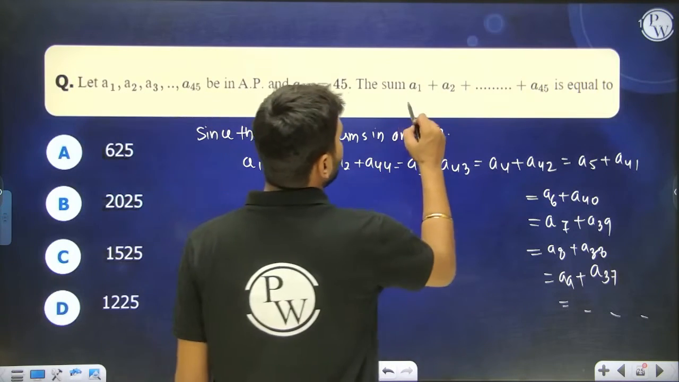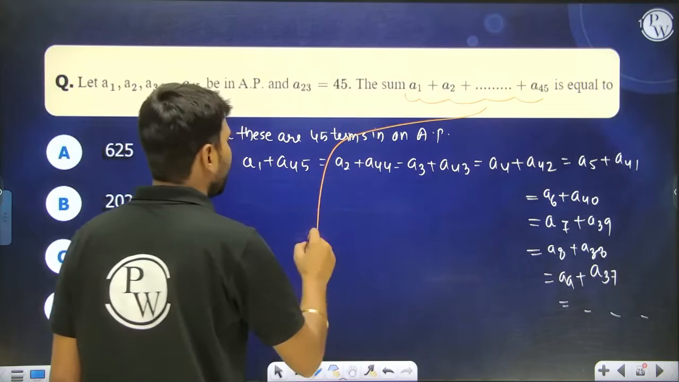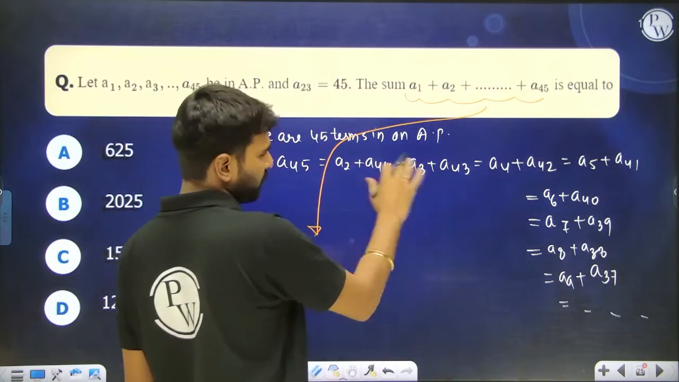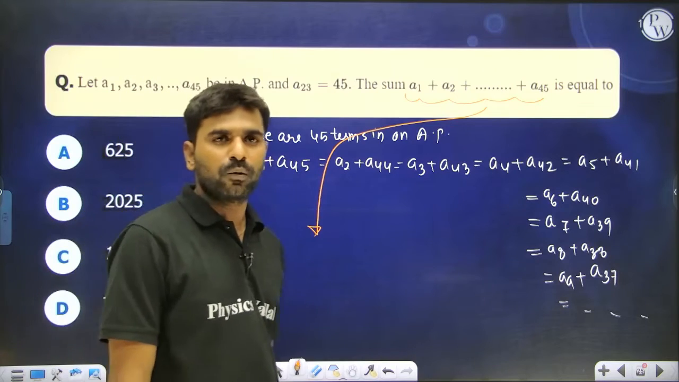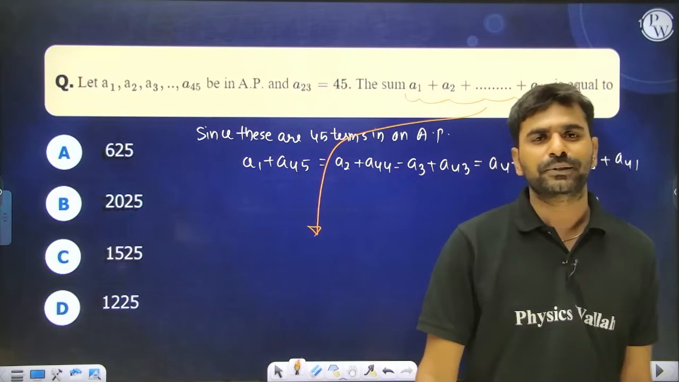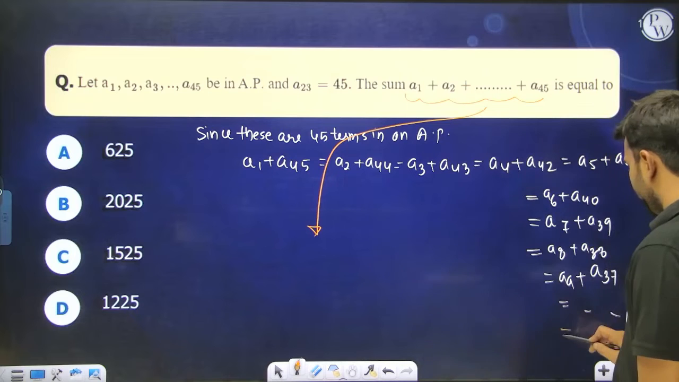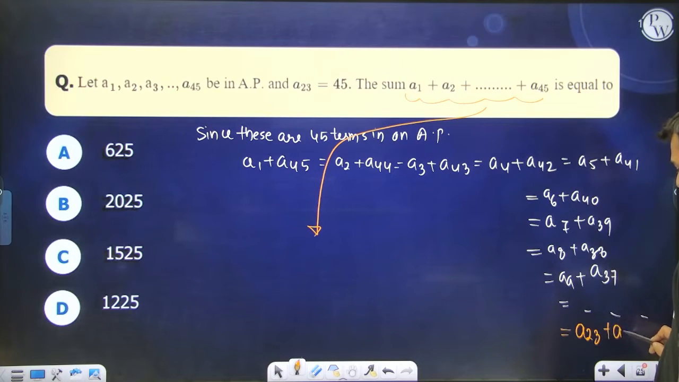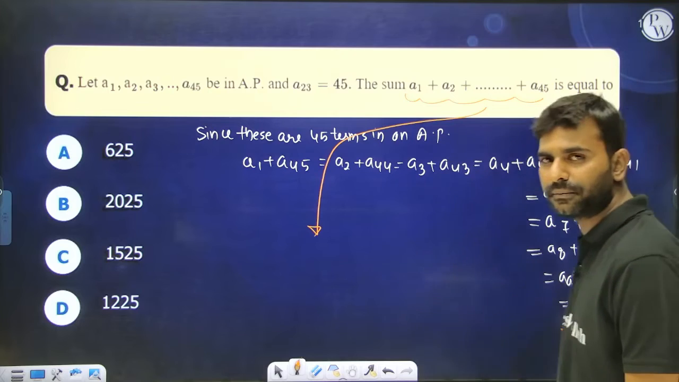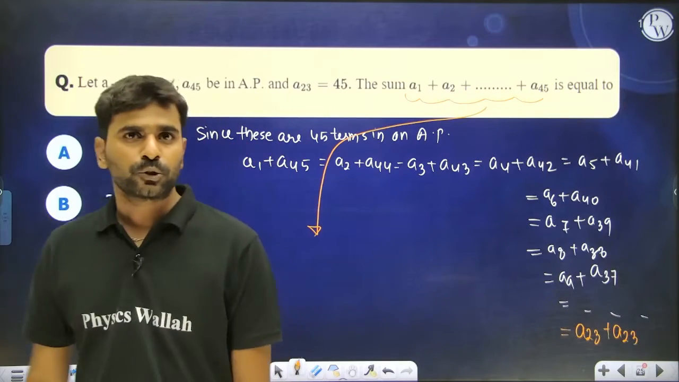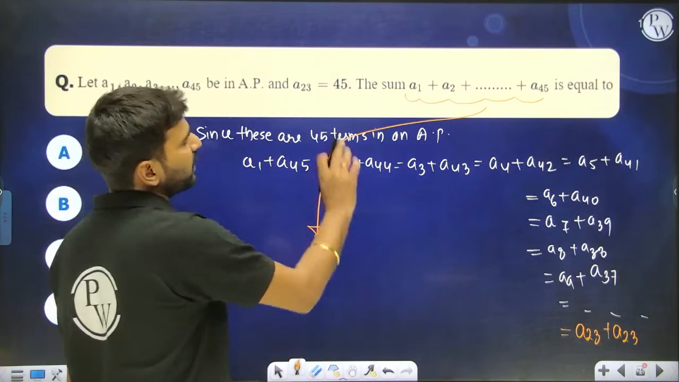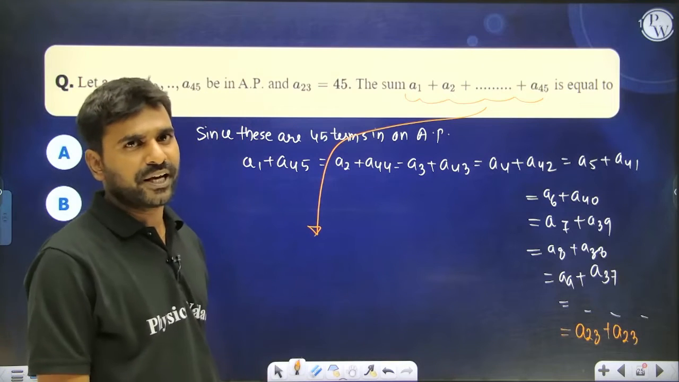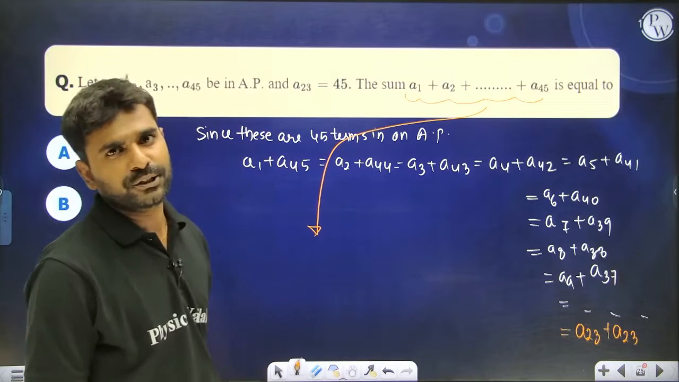Over here, since 45 terms are odd in number, the middle one is going to be the 23rd. So from the beginning, the 23rd term is going to be this, and from the end, the 23rd term is again going to be this only. So we can say that A1 plus A45 will be equal to twice A23, and A2 plus A44 will be equal to twice A23.